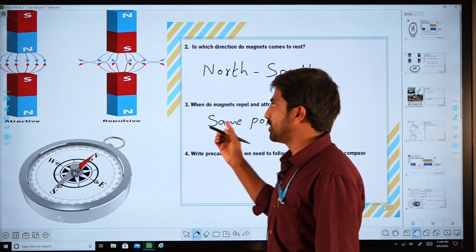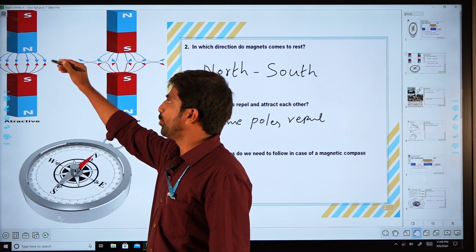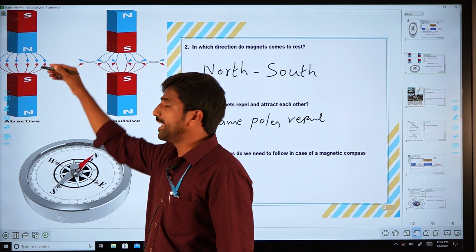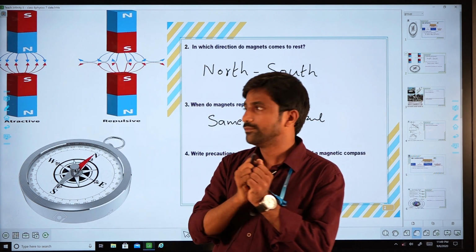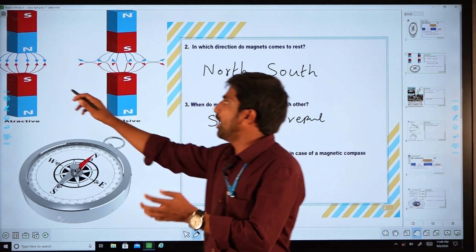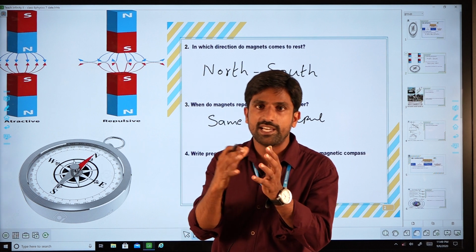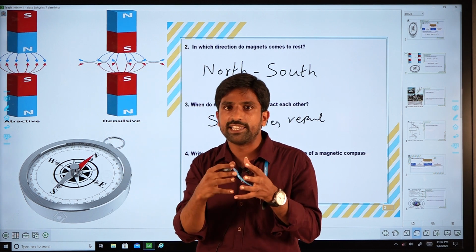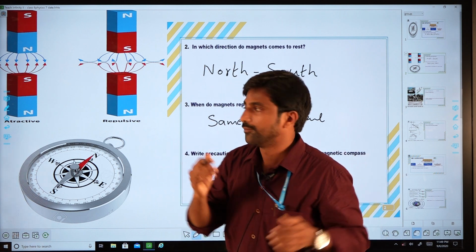Same poles repel each other, and opposite poles, here north and south, unlike poles attract each other. So when do magnets repel and attract? If unlike poles come together, they will attract. If like poles come together, they will repel.